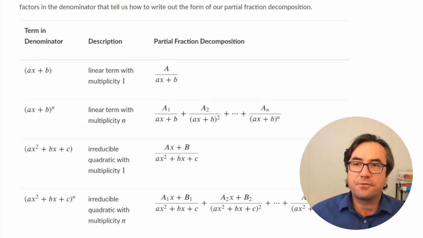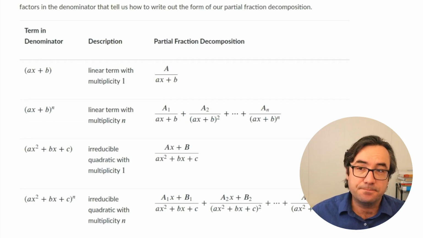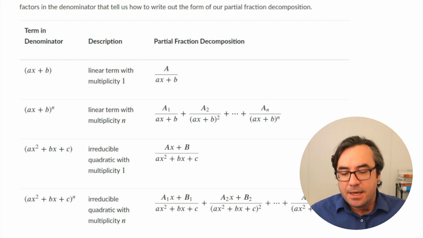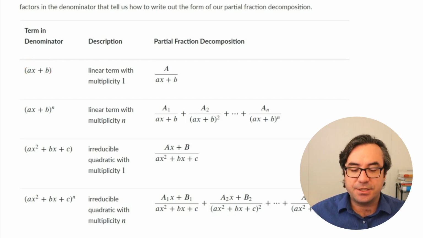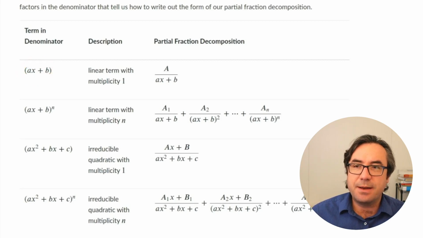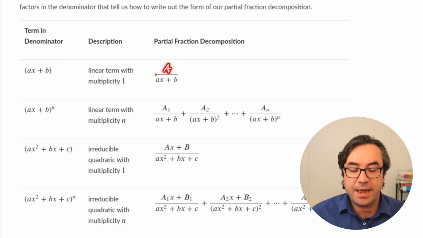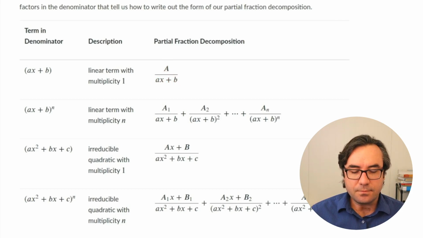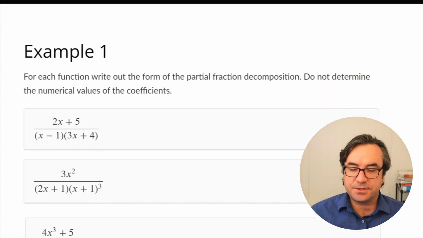So our first step is to make sure our denominator is factored. And once we've factored the denominator, each of these linear terms in our denominator is going to give us a fraction of this form. So A over that linear term. We'll see in a second how this looks. A is going to be a constant. So let's look at example 1.